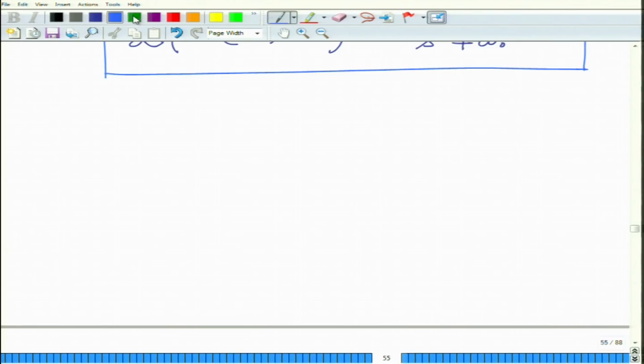Okay. Now let us look at some properties of the Laplace transform, some of the interesting aspects of the Laplace transform which indeed make it a very handy tool. So let us look at the properties of the Laplace transform.